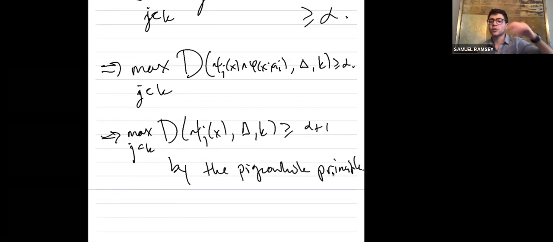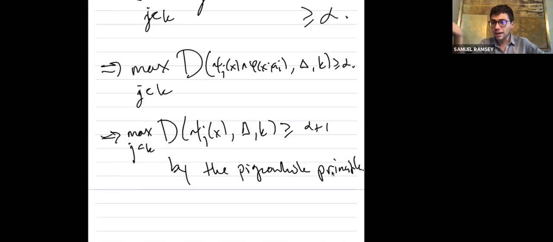Okay, again, so for each i I knew that there was some j which realized this maximum, right? So I knew that this maximum was at least alpha. So that means that for each i I found some j such that the d rank of cj and phi(x, ai), delta, k is at least alpha.